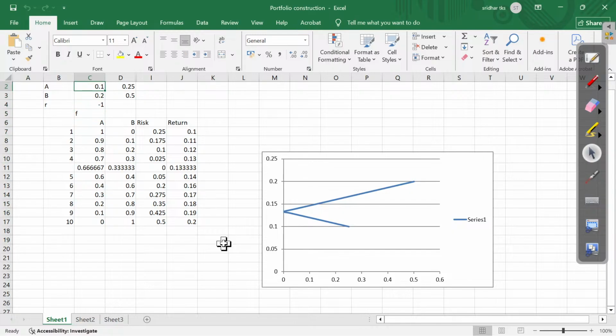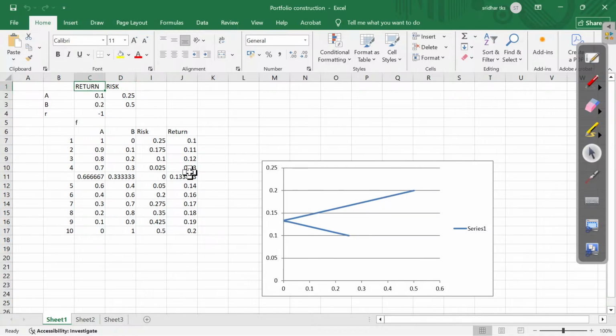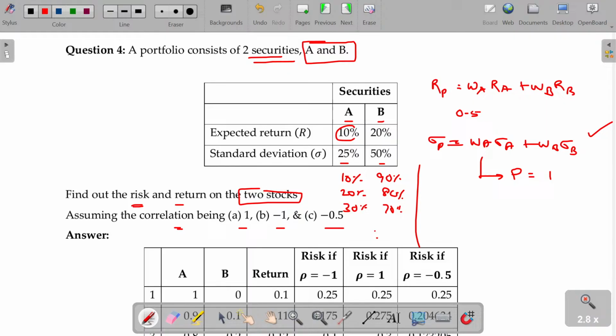A's return being 10%, B's return being 20%, and this axis being risk. Return and risk. Clear? This will be your return and risk for A and B. As already told you, 10% and 20% being the return, 25 and 50 being the risk.